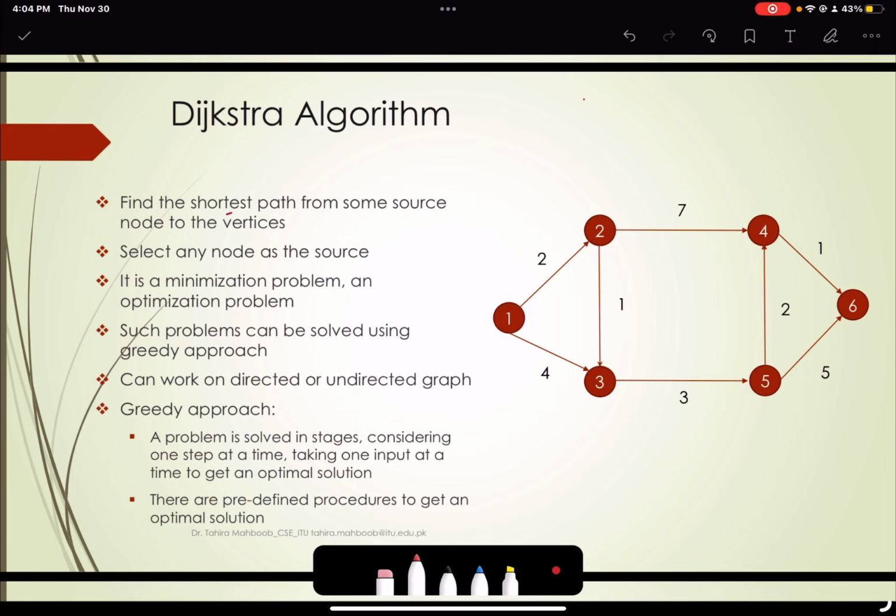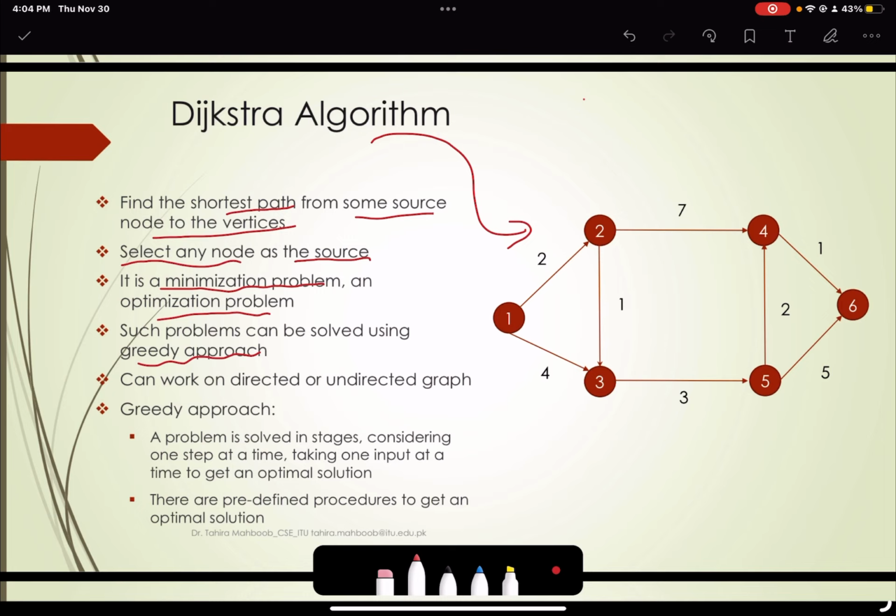So what we are doing is finding the shortest path from the source node to the vertex, and we can start from any node as the source. It is essentially a minimization problem, an optimization problem. And such minimization problems can be solved using a greedy approach. The algorithm can work on both directed as well as undirected graphs.